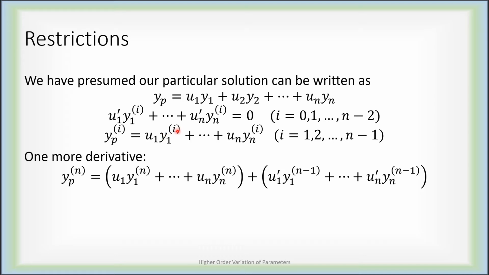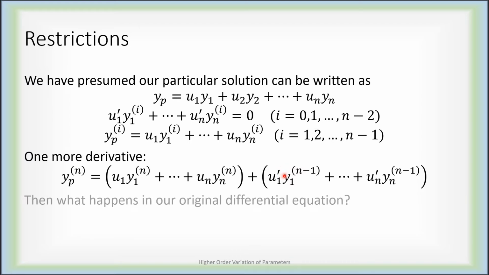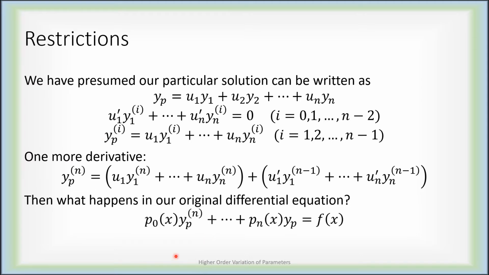We end up with one more derivative on the y's, but also getting a derivative on the u's. Now we're going to take this nth derivative for yp, all of these lower derivatives for yp, and put them into the original differential equation, p naught times the nth derivative, p1 times the n minus first derivative, and so forth, all adding up to the forcing function.